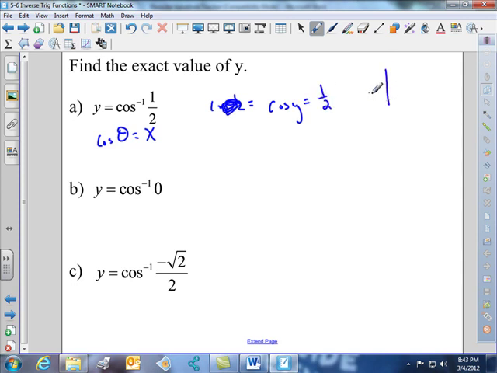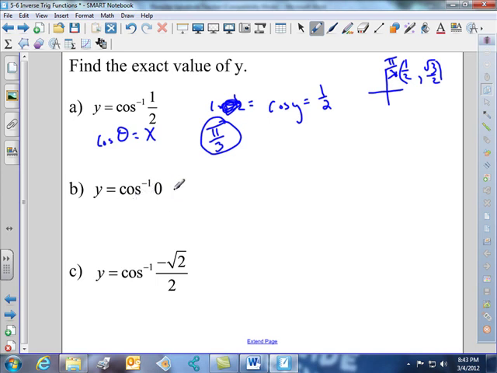So if we think about that unit circle, we have a coordinate right here, which is the coordinate 1/2, radical 3 over 2. The x value is 1/2, and the angle where that happens is pi over 3. Therefore, our answer is pi over 3. You getting this? Oh, you will. Be patient.